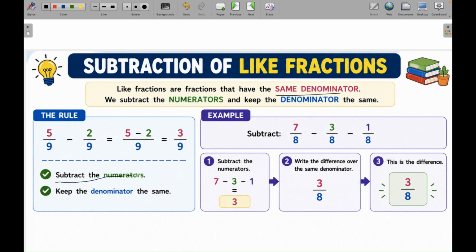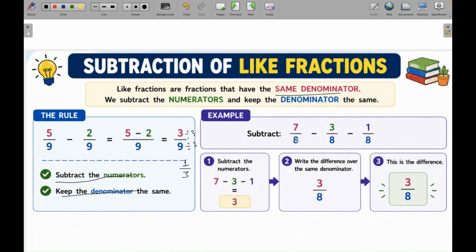We subtract the numerators. In addition, we used to add the numerators. Here we subtract the numerators because this operation is subtraction, and then we keep the denominator the same. So we have 5 by 9 minus 2 by 9. We'll just write 5 minus 2, which is 3 by 9. Then we can further simplify this because 3 by 9 has a common factor, which is 3. So we divide both the numerator and the denominator by 3, and we get 1 by 3 as the answer.